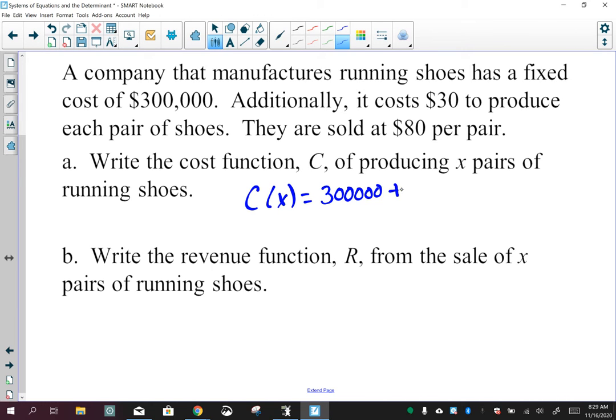And then it's going to cost you $30 to produce each pair of shoes. So on top of the $300,000 you've already spent, you have to spend another $30 per pair of shoes. Now you wonder why your Nikes and Jordans and everything are so expensive. The revenue is R of X. We've done the cost, so they're sold at $80 per pair. All right, so the cost function is this, the revenue function is that.